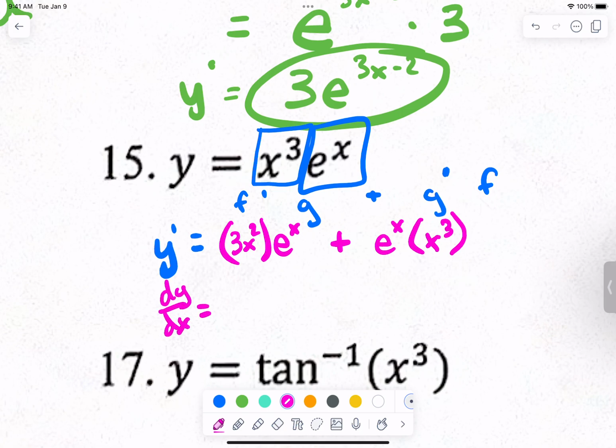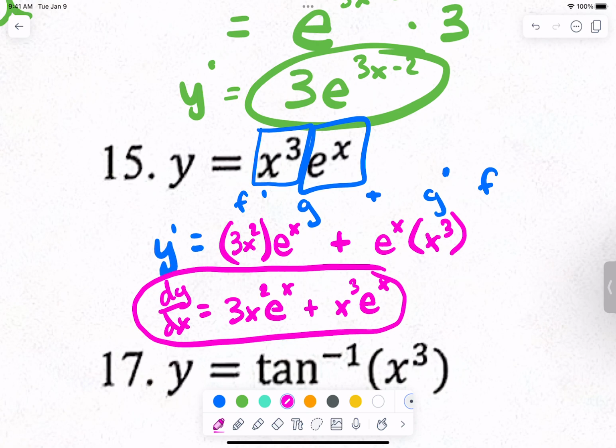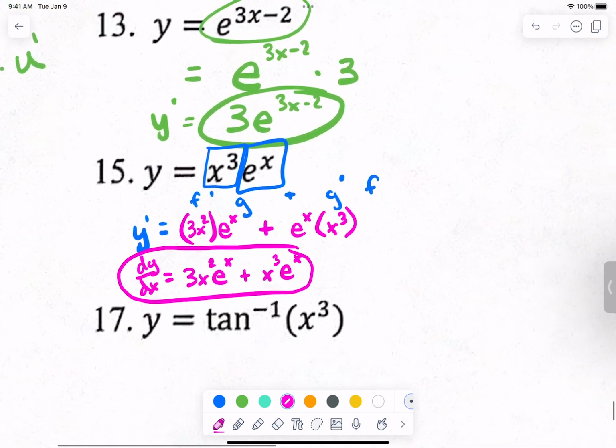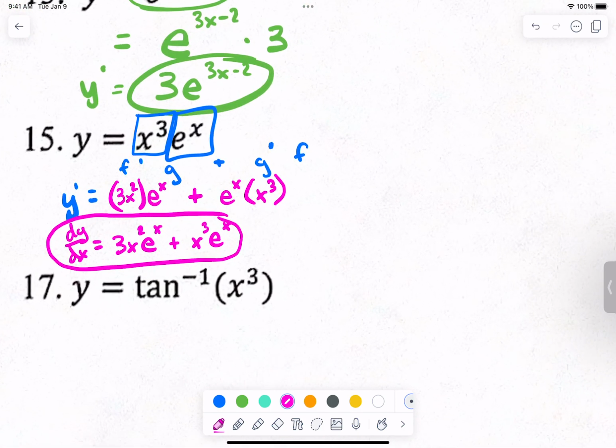Wait, does g prime say that? Why does g prime say the same as g? It does not just do that. Yes, it does. How does it not just do that? What would it be then, Josie? What do you think? It didn't change. Why didn't it change?